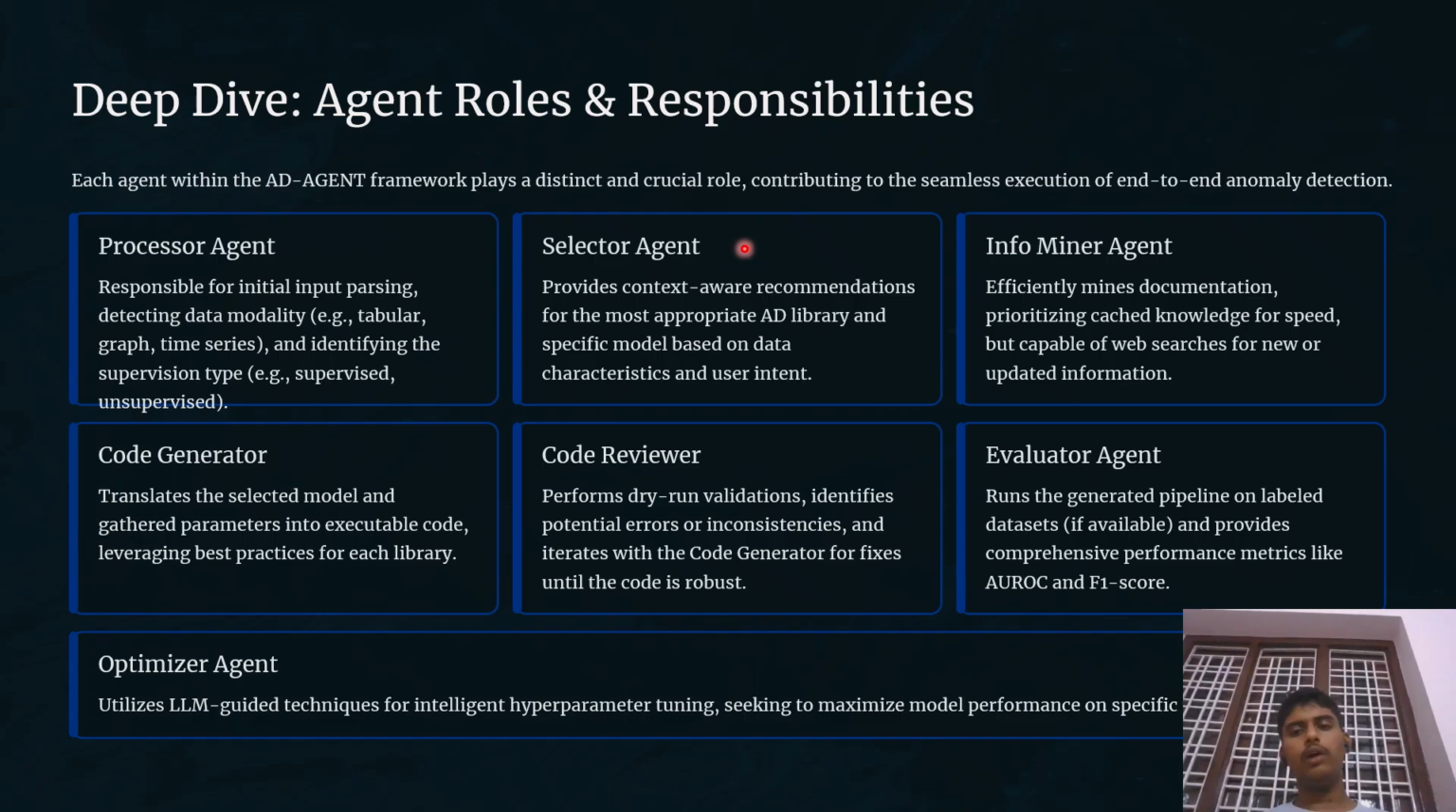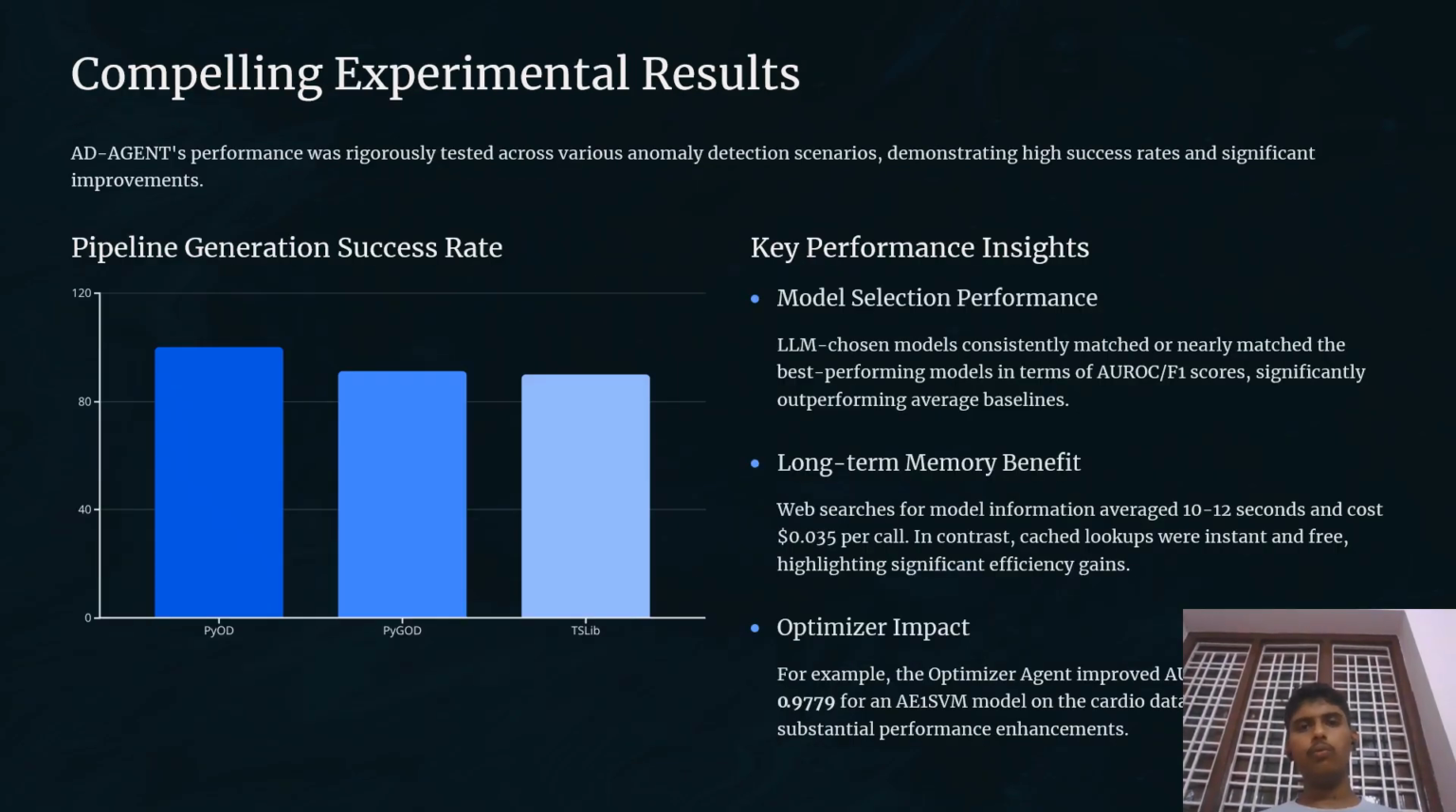And next we have the evaluator agent, which evaluates the given code and outputs comprehensive performance metrics like AUROC and the F1 score. So now we are going to discuss the compelling experimental results and key performance insights. First is model selection performance. The LLM-chosen model consistently matched or nearly matched the best performing models in terms of AUROC or F1 score.